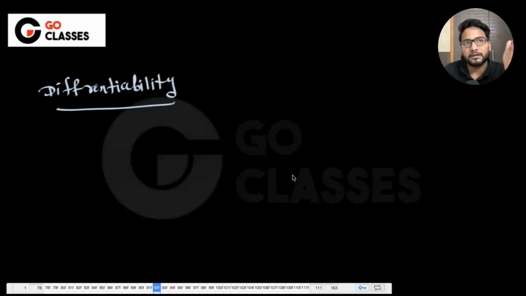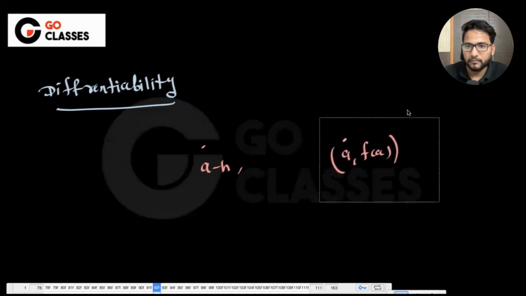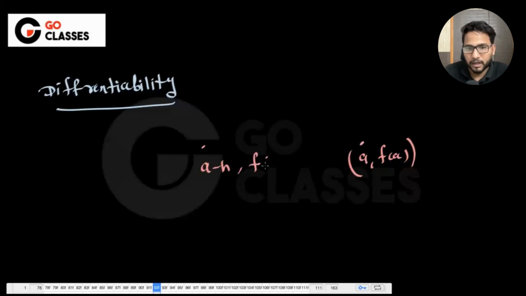As we have seen, the equation of the slope, if you talk about the equation of the slope just to the left of A, then what could it be? I mean, just with respect to the left of A, the slope that is joining a point which is A comma f(A) and A minus h comma f(A minus h).